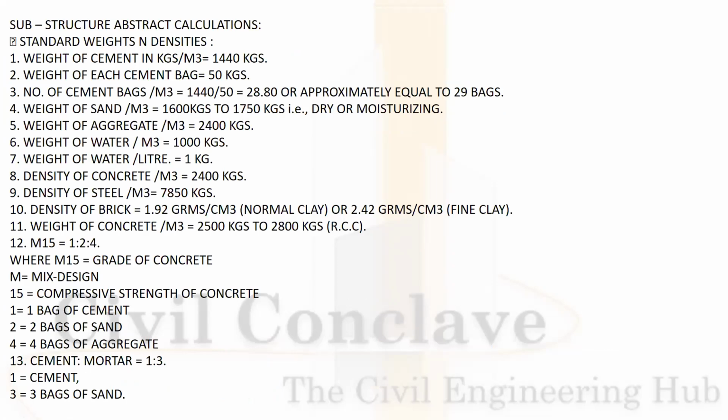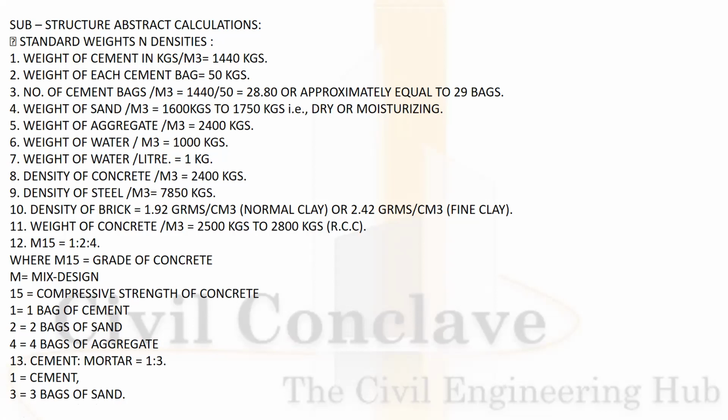Now substructure, how do we do the calculations? I'm telling you. Weight of cement is equal to 1440 kgs per cubic meter. Each cement bag weighs 50 kg. Number of cement bags per cubic meter is 1440 divided by 50, that is 28.8 bags. Weight of sand per m cube is 1600 to 1700 kgs, that is when it is dry.